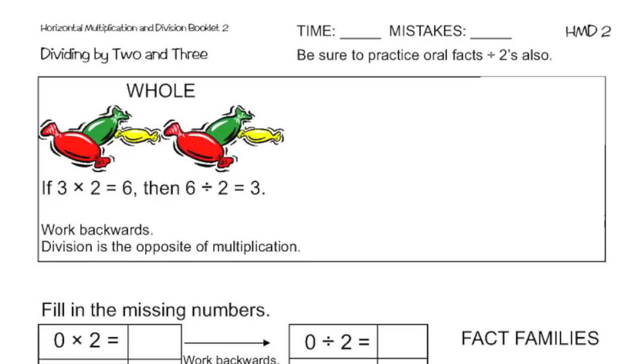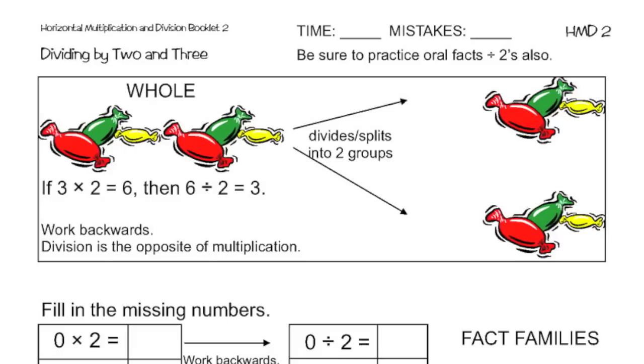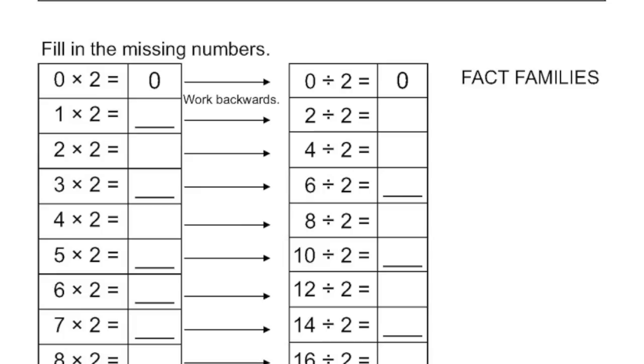So all you really have to do is take those 6, split them up evenly. It's like you had 6 candies and you want to divide it between 2 people, or have 2 people get each one. Each one would get a red, each one would get a green, each one would get a yellow. So you'd have 2 completely equal groups. So let's move on down. Fill in the missing numbers.